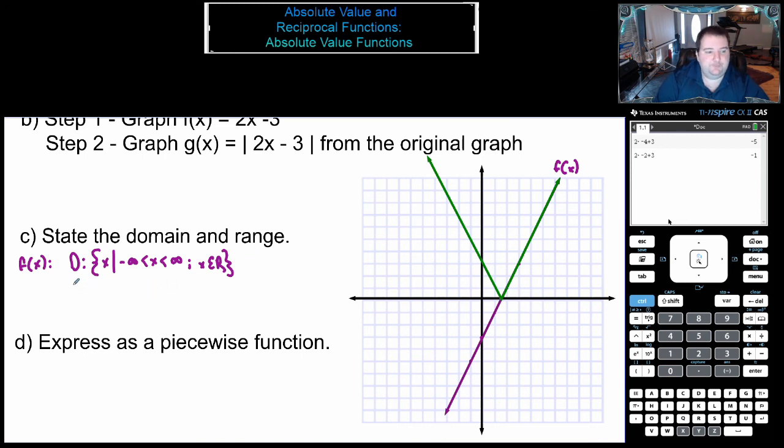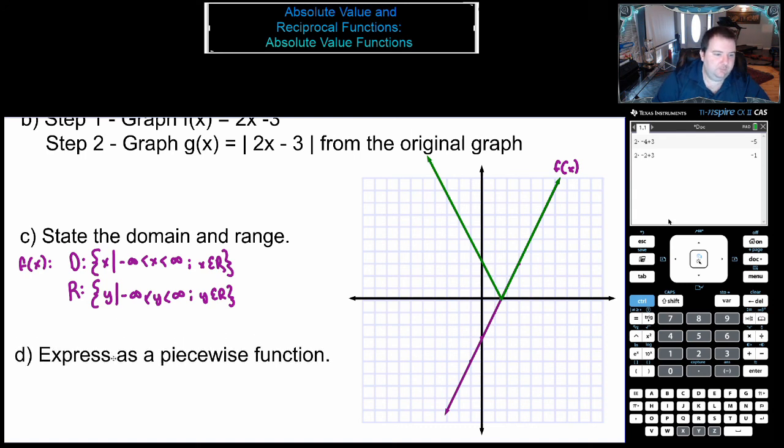Our range is similar, right? We're hitting every y value in the negative and every y value in the positive. So y such that we're going from negative infinity, y has to be greater than that, and y has to be less than infinity, and of course, y is all real numbers. Okay, make a little bit of room here, move this down.